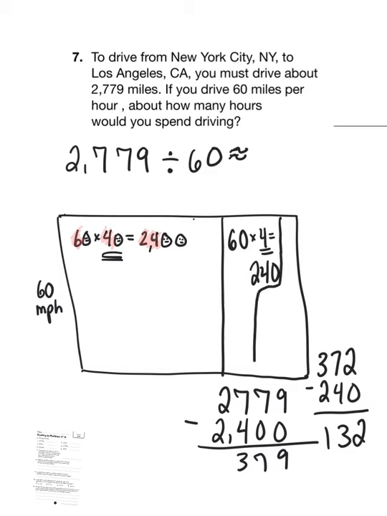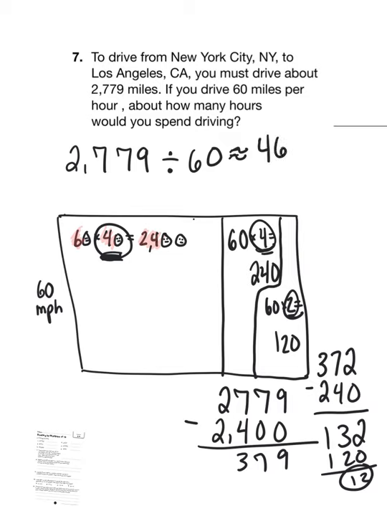Kind of ran out of space here. Whoopsies. All right, so now I can do 60 times 2, so 2 more hours of driving. That would get me to 120 miles. All right, now I've just got 12 more miles left to go. So let's see, how many hours did I drive? 40 hours, 4 hours, and 2 hours gives me 46 hours with a remainder of 12 more miles left to go.